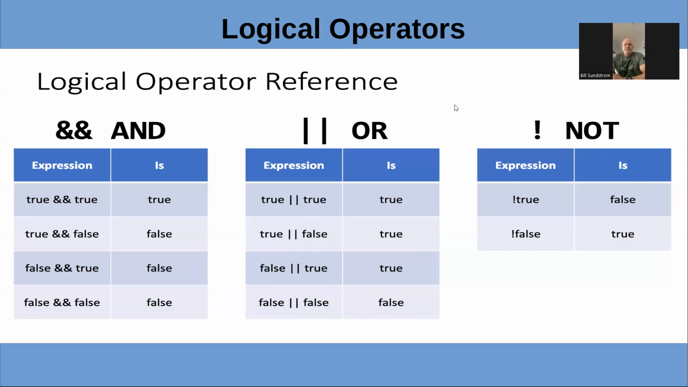Not is just the inversion operator. So whatever the state is, the output is the opposite. If I have a true coming into an inverter or a not expression, the output is false. If I have a false coming in, the output's going to be true. So these are the basic logic operators we use to build everything else.